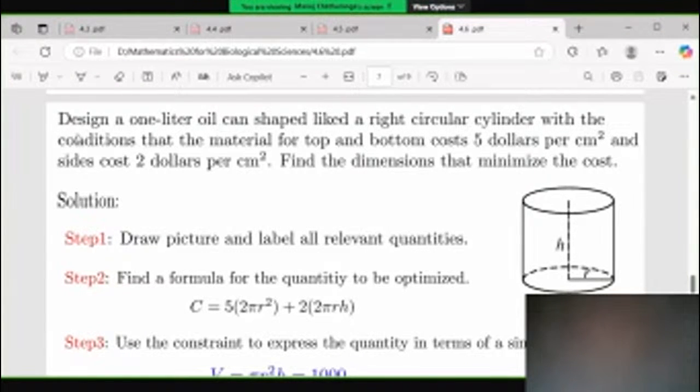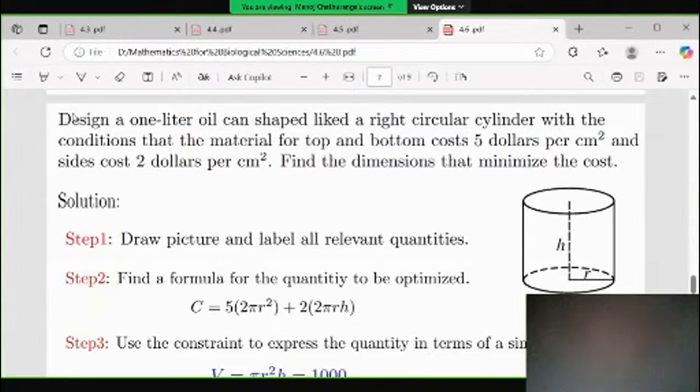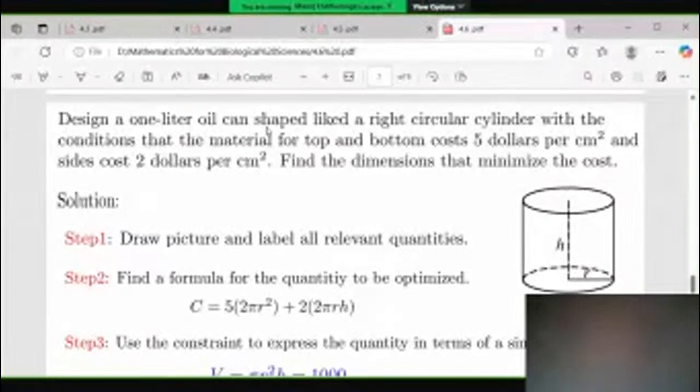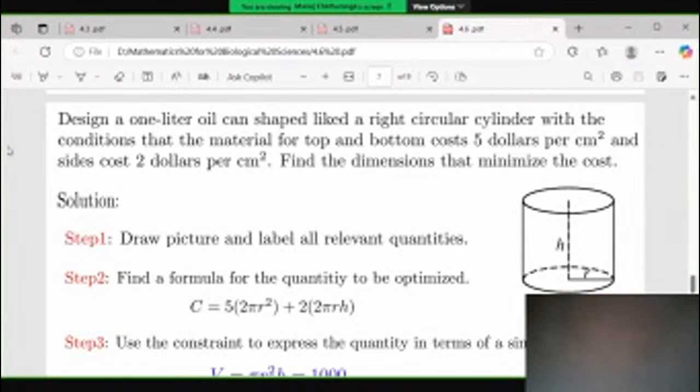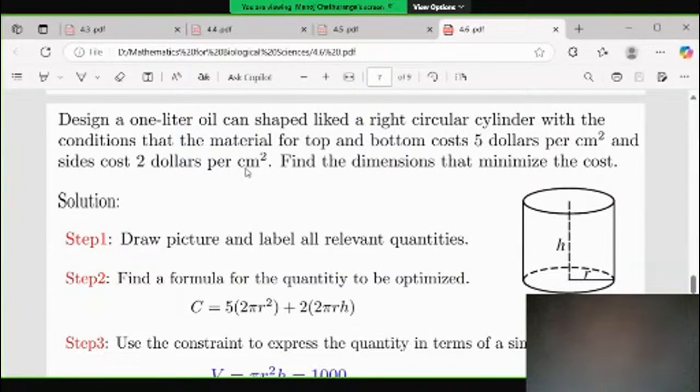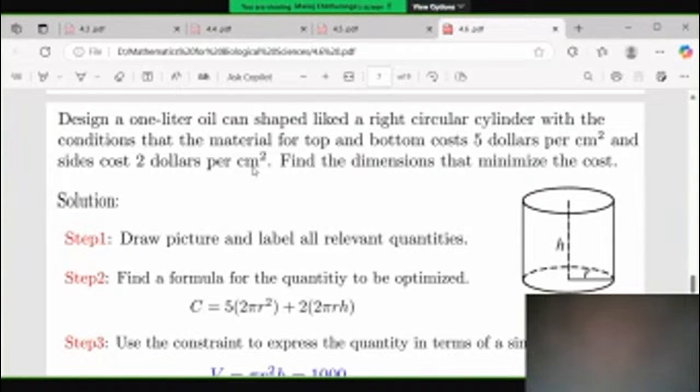The same problem, but now it has changed by a little bit. Design a can shaped like a right circular cylinder with the condition that material for top and bottom costs $5 per square centimeter and the curved side costs $2 per square centimeter. Find the dimensions that minimize the cost.